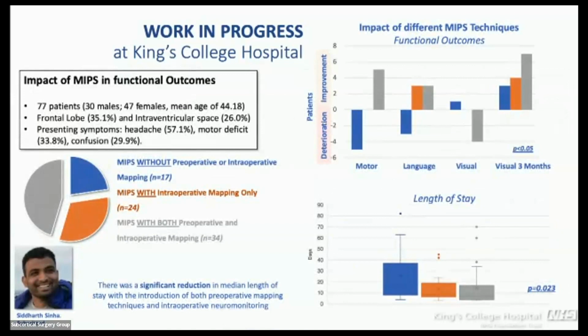This is another paper in preparation, actually submitted now, where we can see pretty much historically how MIPS has evolved over the past 2 years at King's College Hospital. When we first came across this concept, we used MIPS without any sort of mapping. Then later on, we introduced intraoperative mapping in the cases. And nowadays we have the whole concept with preoperative and intraoperative mapping with all the tools that we have. And as you can see, the more mapping we use, the better the outcomes. Functional outcomes have significantly improved, and we can see also a much shorter length of stay for these patients.